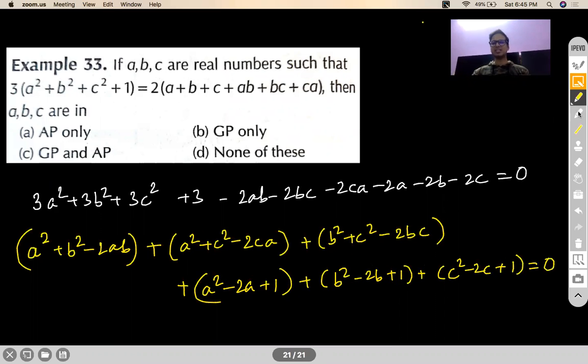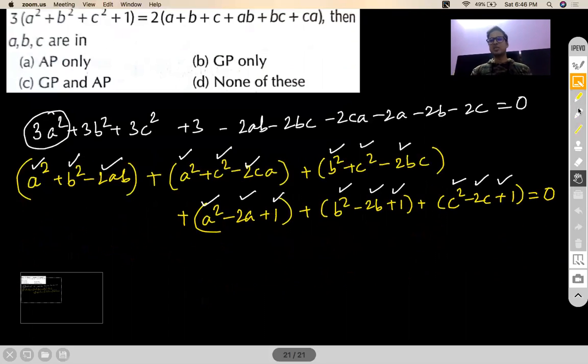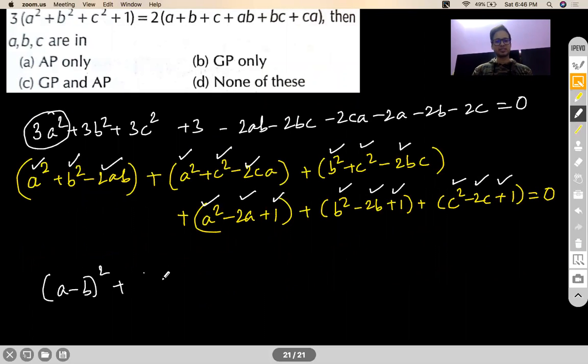As you can see here, what I did was this 3a square, I split it up like this: a square here, a square here, a square here. This b square also similarly I split it up in these positions. C square also I split it up here, here, here. Minus 2ab is here, minus 2bc is here, minus 2ca is here, minus 2a is here, minus 2b is here, minus 2c is here, and this 3 I split it up as 1, 1, 1. Okay. Now, why at all I did that is because, as you can see here, they are all perfect squares.